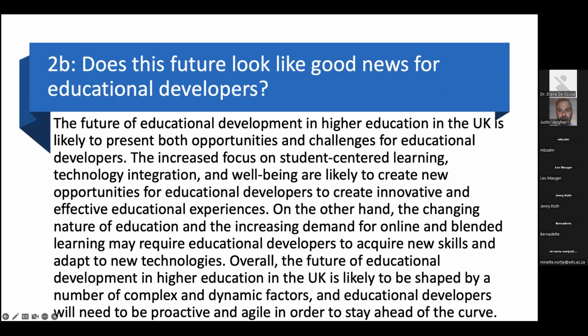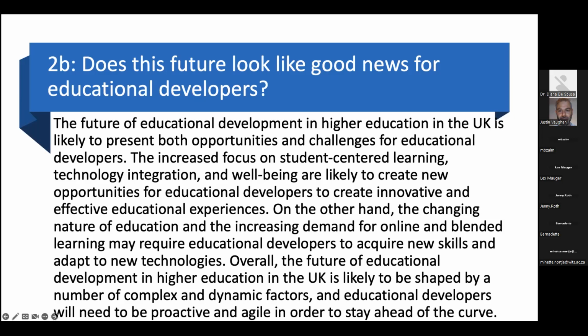So is this good news? So we ask, does this future look like good news? And it's sitting on the fence. It's both opportunities and challenges, or is it giving a really precise answer? So it repeats the increased focus, student-centered learning, technology, but ends with a very bland sentence.